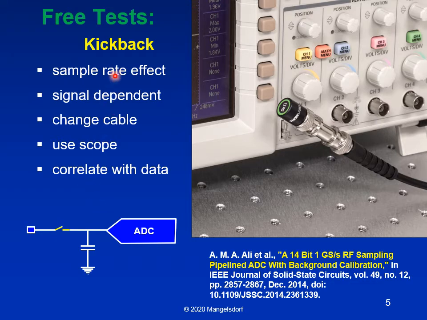So one of the things you could check very quickly is to just change the sample rate and see if that affects your performance. It may be signal dependent, so you need to keep that in mind. For example, if you're putting in DC into a signal like this, there will be no kickback because the capacitor is already charged to the previous value.